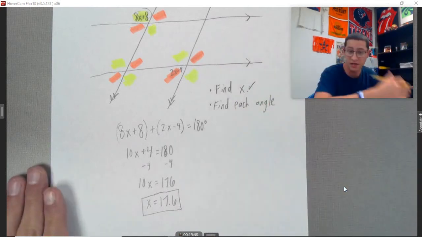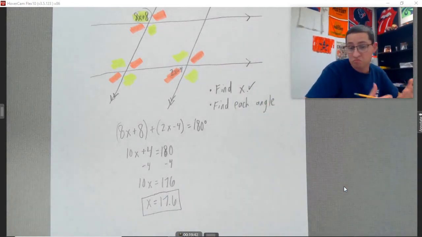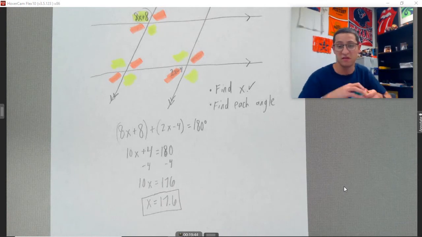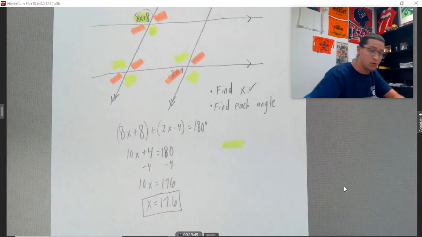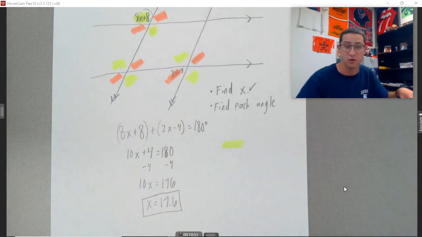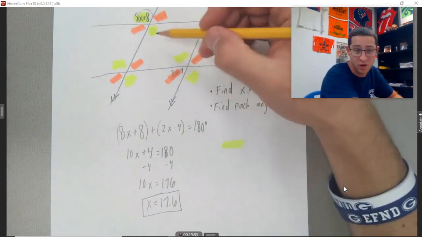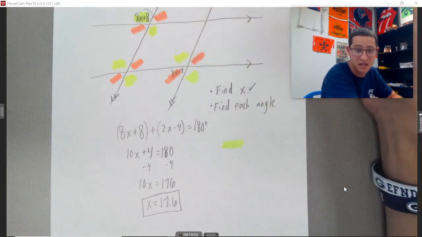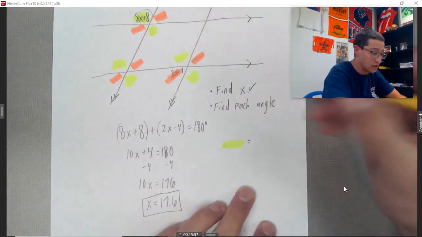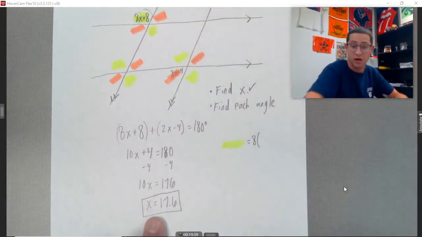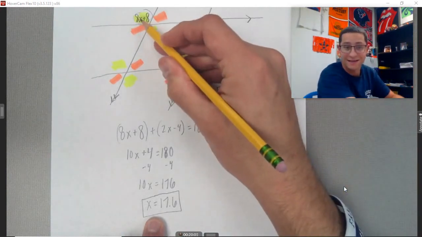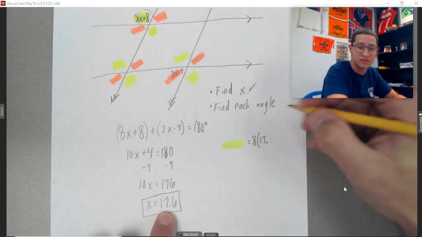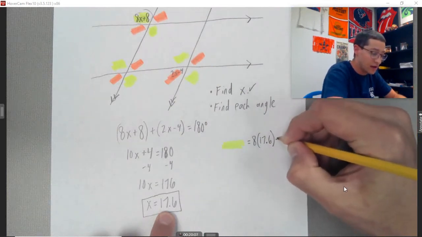Okay, and then to find each angle, well, let's just make this simple. Let's find the yellow one. All right, what's the information on the yellow angle? That's 8x plus 8. Since I know x, 17.6, I'm just plugging it in up here. Instead of x, I'm writing 17.6, and then I add 8.